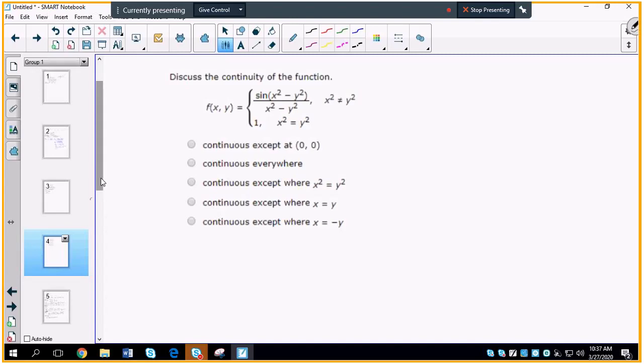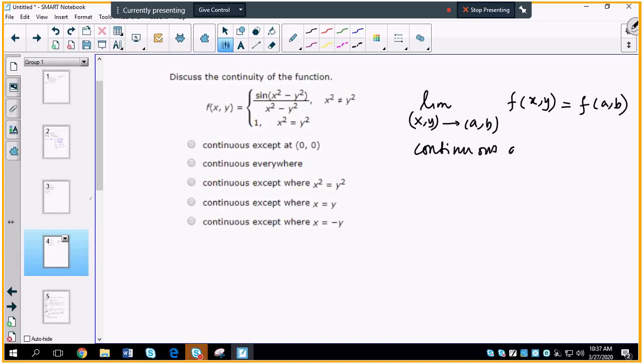So remember your usual notion of continuity. I said that a function is continuous if the limit as (x, y) approaches a point, say (a, b), of f(x, y), a several variable function, equals the value of the function evaluated at the point (a, b). If that happens, then I say that the function is continuous at (a, b). So this is what I'm trying to check.